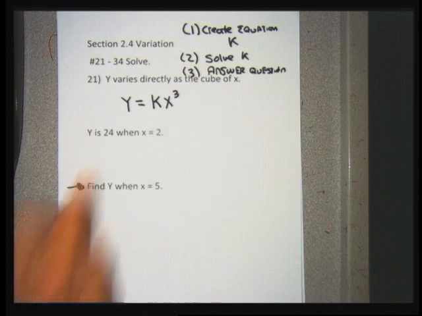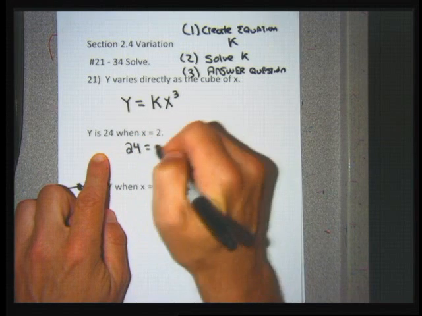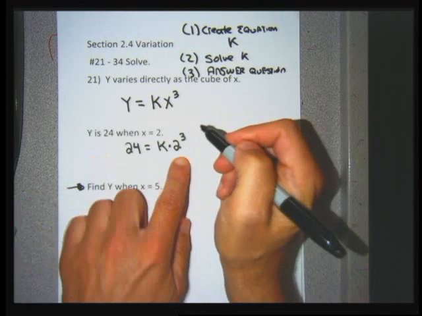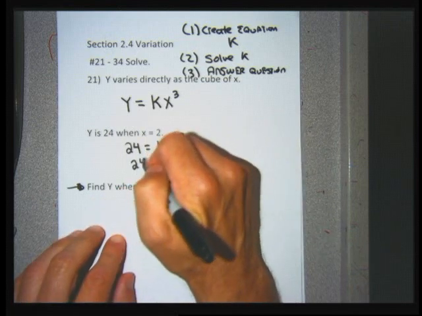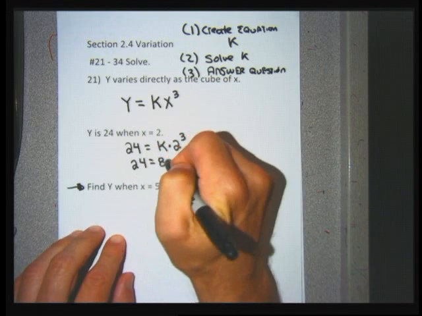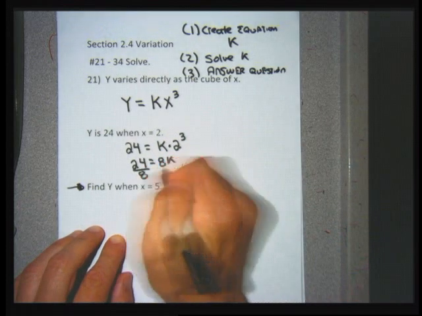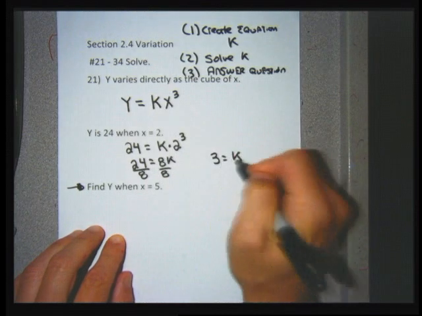The second sentence in the problem gives me some numbers. I get 24 equals k times 2 cubed. I'm going to do the exponent. 2 cubed is 2 times 2 times 2, which is 8. So this gives me 24 equals 8k. Now I'm going to divide both sides by 8. And in the second step, I get 3 equal to k.